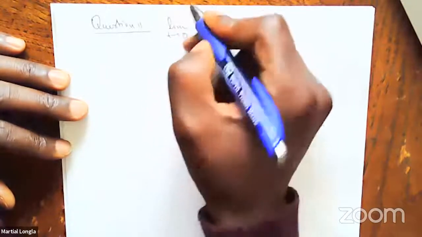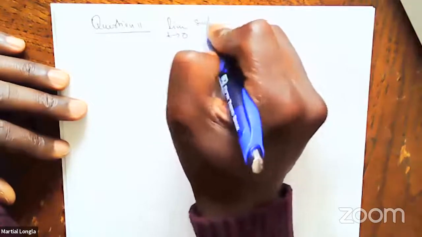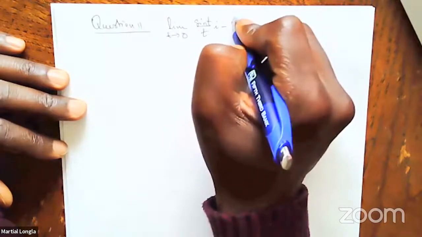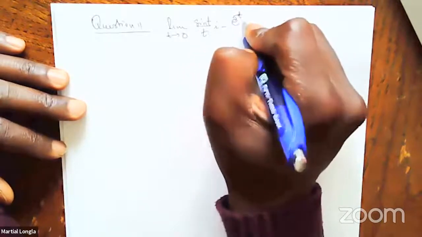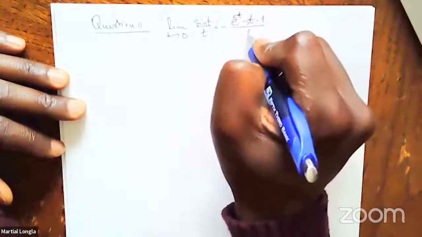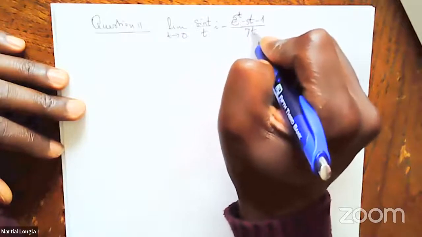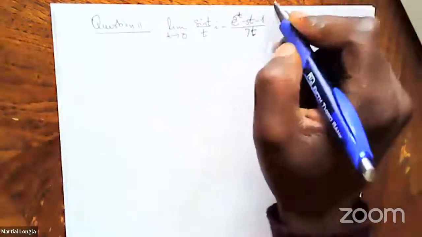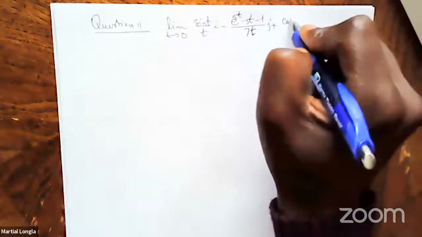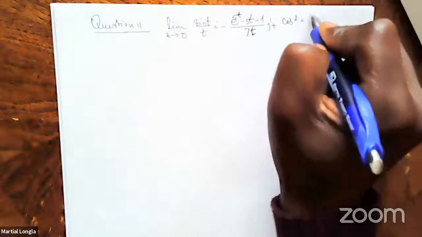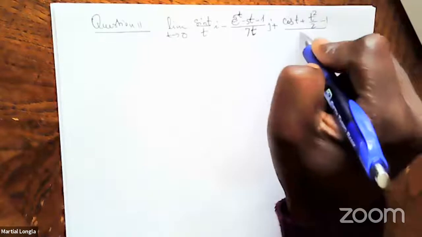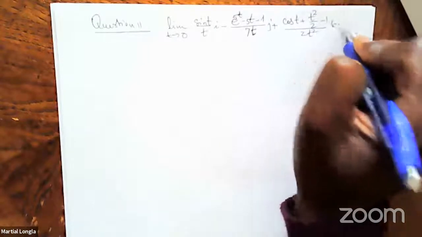As t goes to 0, the limit of sine t over t, minus the limit of e to the 5t minus 5t minus 1 over 7t, plus the limit of cosine t plus t squared over 2 minus 1 divided by 2t squared.